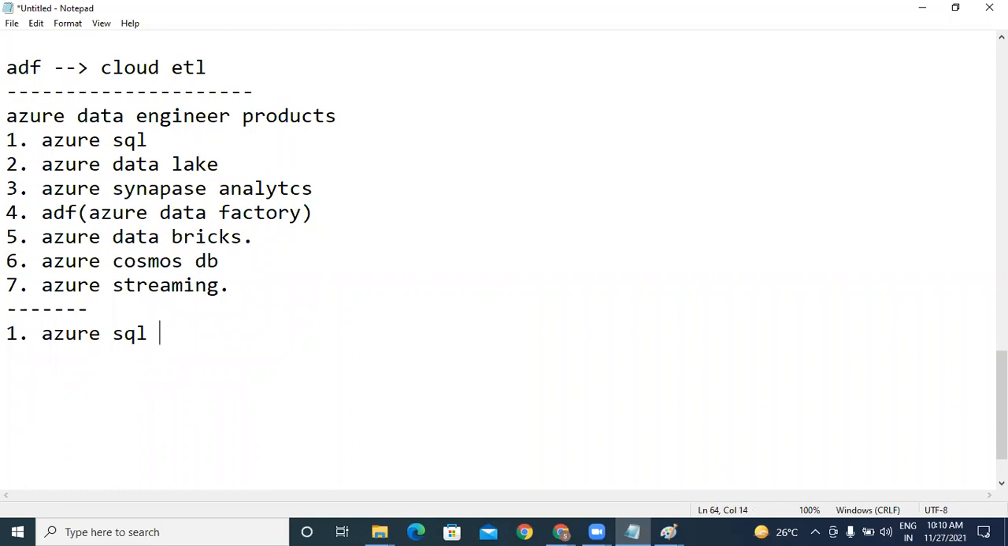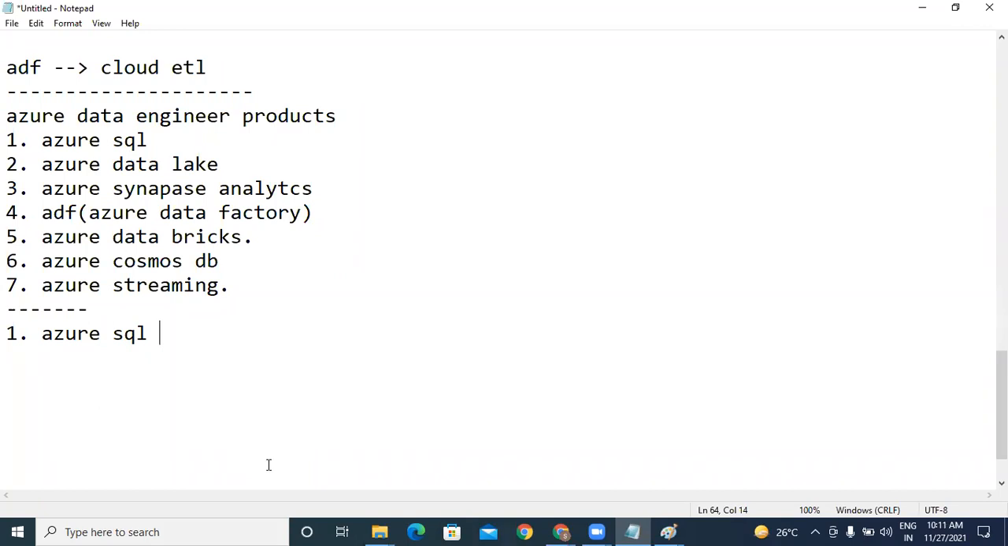Previously, what was the Microsoft database? MS SQL Server. SQL Server is on-premise, but now I don't want to go for on-premise. I want a SQL database in the cloud. Sir, are SQL Server and Azure SQL both the same? No, that's what I am saying.